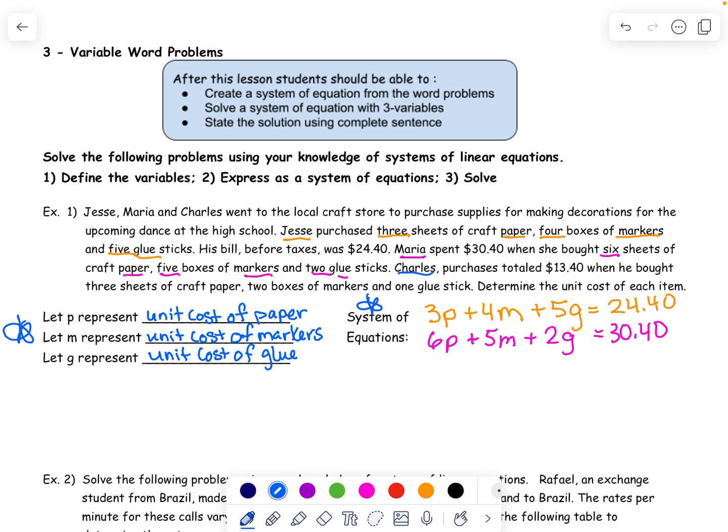Okay, and lastly, we're going to be talking about Charles. Now, Charles only spent $13.40. He was the lowest of them all. And he bought 3 sheets of paper and 2 boxes of markers and 1 glue stick.